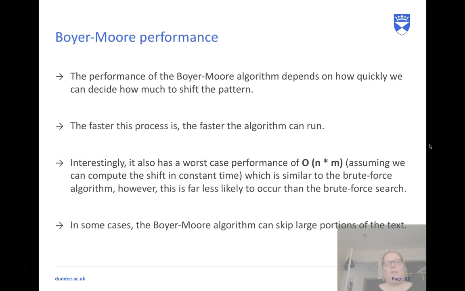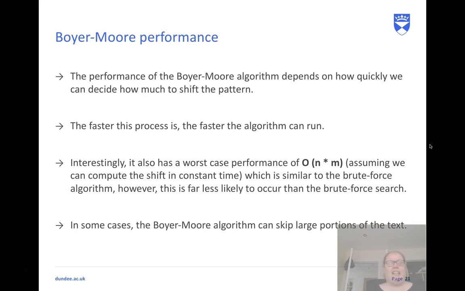The performance of the bad character rule algorithm, and remember we've not quite seen the full algorithm, we've just seen one of the heuristics. But the performance of the full algorithm depends on how quickly we can decide how much to shift the pattern. The faster that process is, the faster the algorithm can run.